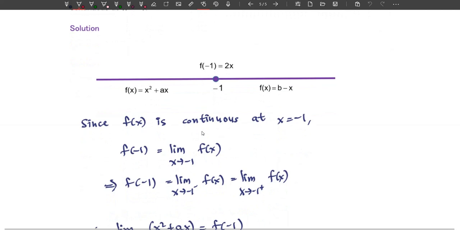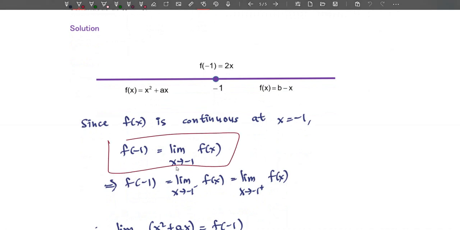Next, since f(x) is continuous at x equal to negative 1, it means that f(-1) is equal to the limit of f(x) when x approaches negative 1. This refers to the third condition. It fulfills all the conditions, especially the third condition. And from here, we can conclude that f(-1) is equal to the limit of f(x) when x approaches negative 1 from left, and is also equal to the limit of f(x) when x approaches negative 1 from right.